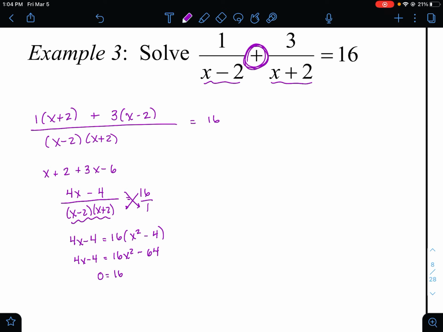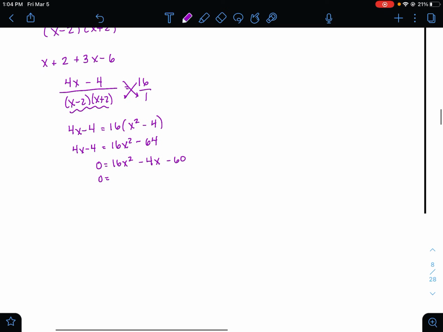So 0 equals 16x squared. I have a minus 4x and a minus 60. Okay, I subtracted the 4x, I added the 4 to the negative 64. All right, so at this point, we could factor out a 4. So let's go ahead and do that, make our lives a little bit easier.